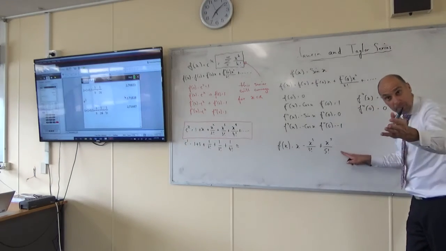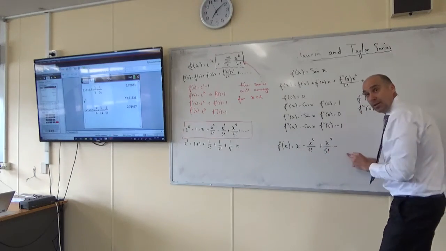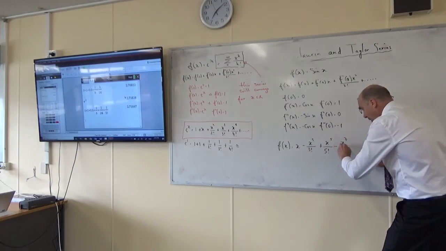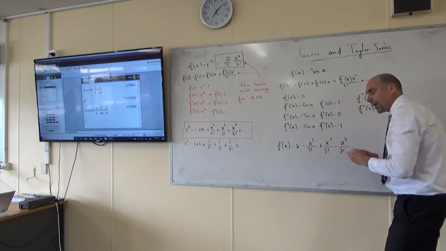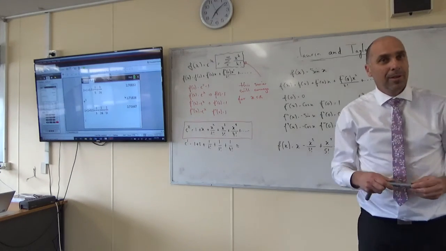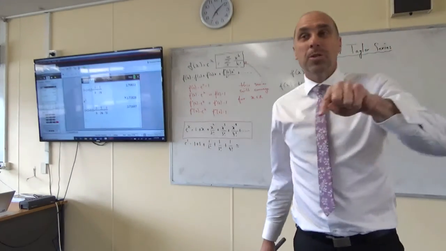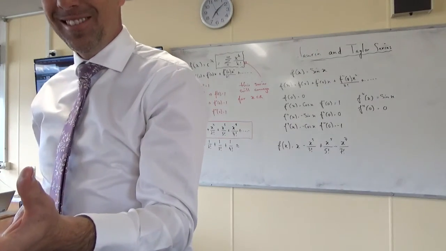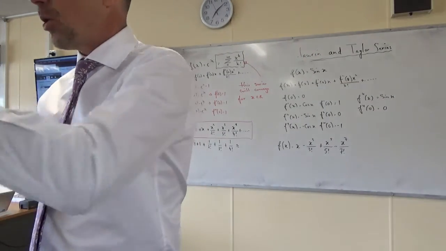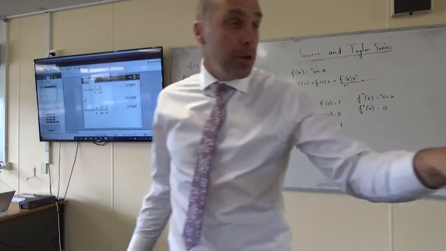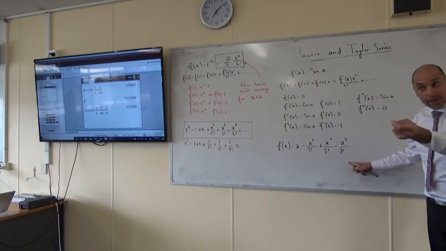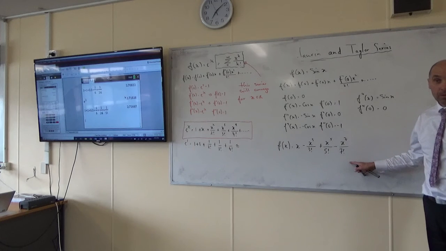What's my next term? Minus x to the power of 7, very good, on 7 factorial. And ladies and gentlemen, this one's in your data booklet too. And it's also a question in your textbook to do with radius of convergence. Find the radius of convergence. This also converges. If you do a ratio test on this sum, you'll find this converges for all values of x as well.